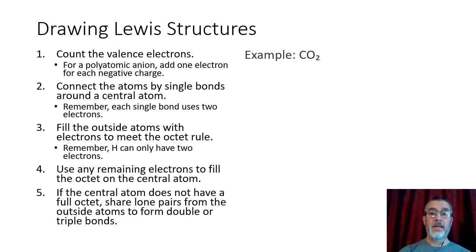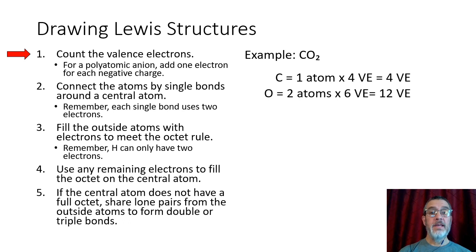For our next example, let's take a look at carbon dioxide, CO2. The first step is to count the valence electrons. Well, carbon comes from group 14, so it's going to have 4 valence electrons. So the one carbon atom times the 4 valence electrons is a total of 4 valence electrons that the carbon brings to the table. Next, we have oxygen.